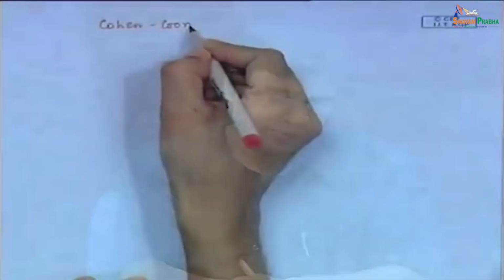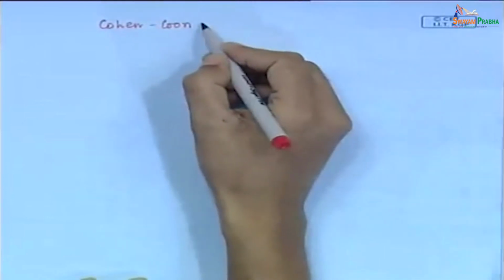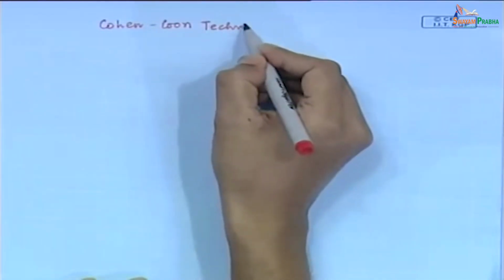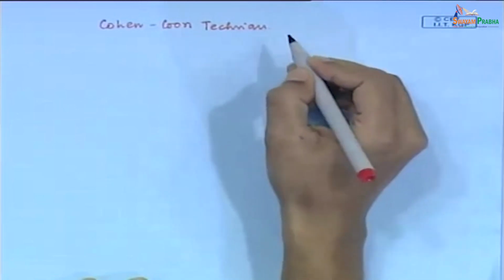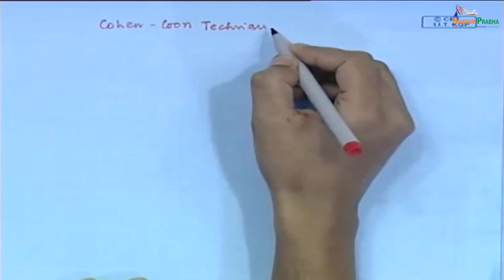In the last class, we discussed the Cohen-Coon technique. We discussed the algorithm of the Cohen-Coon method. So, today we will solve one problem based on this technique. I mean, we will determine the tuning parameter values of the controller using this technique.